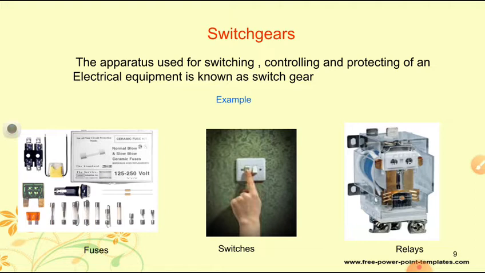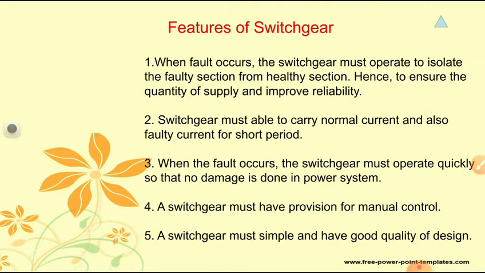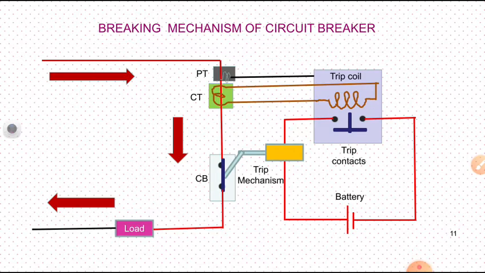You can see a simple circuit here: the breaking mechanism of a circuit breaker. What is it? It is an intelligent circuit. If this circuit works perfectly in our distribution system or power system, the fault can be minimized and reduced further.